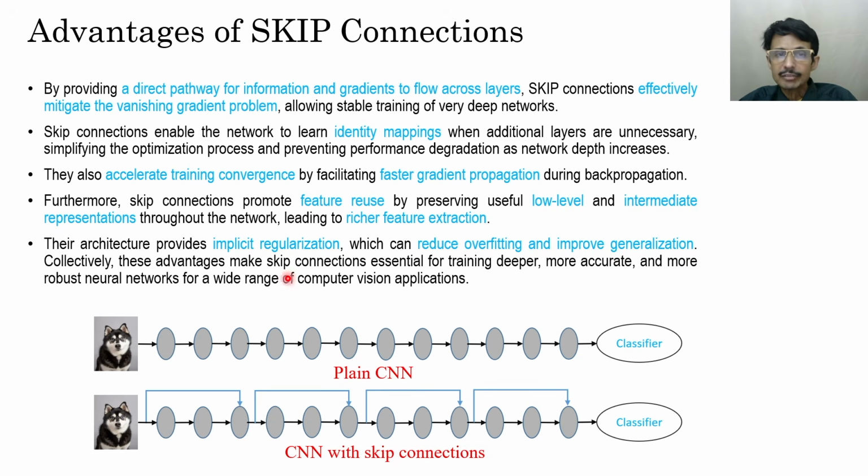So collectively, these advantages make skip connections essential for training deeper, more accurate, and more robust neural networks across a wide range of computational applications. And that is the major advantage of skip connections that is basically used in ResNet and makes ResNet a very valuable, very robust deep neural network for different applications.